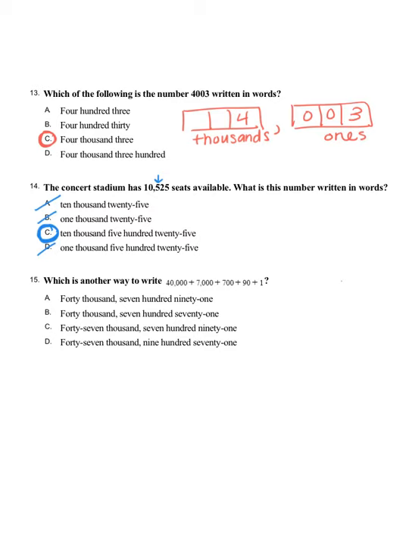Now looking at number 15. Which is another way to write 40,000 plus 7,000 plus 700 plus 90 plus 1? Well, if I use my place value chart, I know that I have 1 one, 9 tens, 7 hundreds, 7 thousands, and 4 10,000s. So that would be 47,791, which is C.